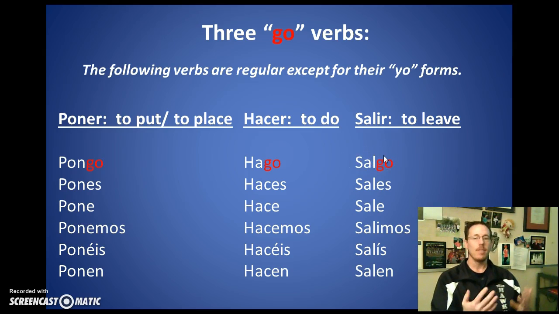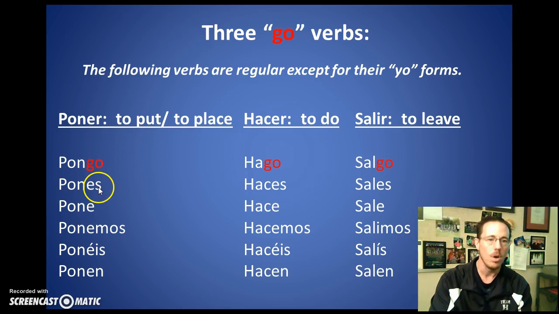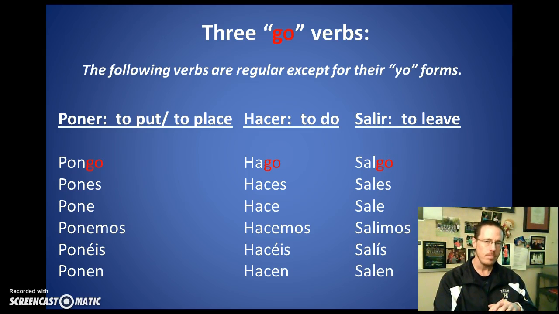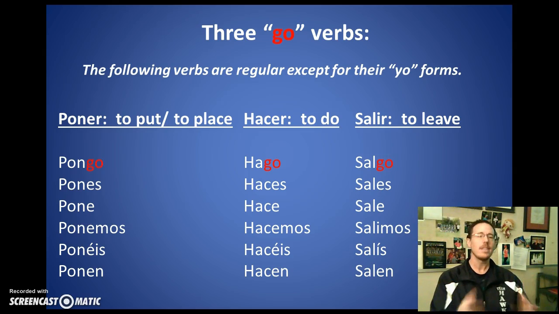Every other aspect of them is actually correct. If you look at the endings of the two ER verbs, they're completely regular. If you look at the endings of this IR verb, again, that is a regularly styled ending for the verb salir as well. So every aspect of these is regular except for this go verb beginning.